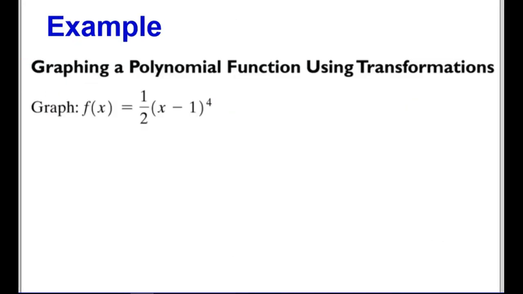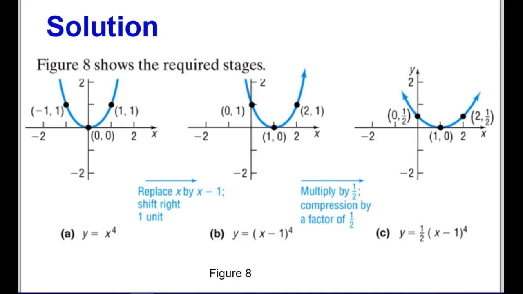Now here's our next example. We're going to graph this polynomial: 1/2 times the quantity x minus 1 to the 4th. Let's see what that looks like. I have the different stages, because I always want to start with the most simple function that I have. So x to the 4th is my standard polynomial here. Again, I contain the points (0, 0), (1, 1), and (-1, 1). It's an even number, so I know it's going to be symmetric about the y-axis. And that's what that looks like.